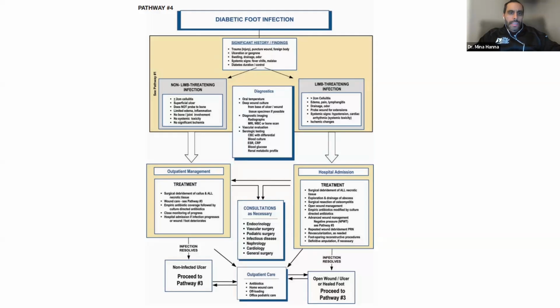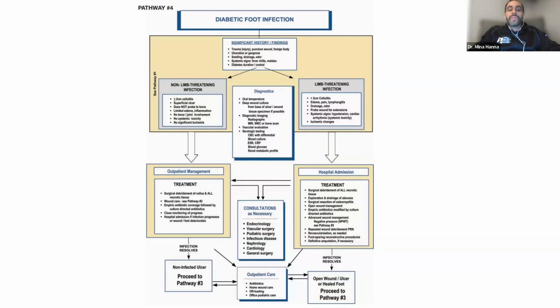So, this diagram explains that there are so many different pathways that we can take with a foot infection. If it's a non-threatening infection, usually the redness is less than 2 centimeters. These are things that we can treat in the office with antibiotics, with debridement, simple incision and drainage.